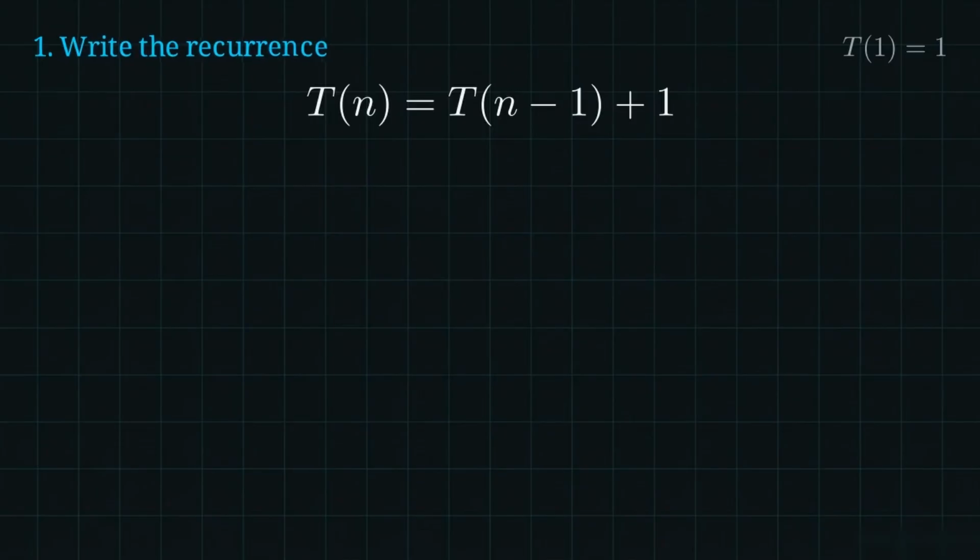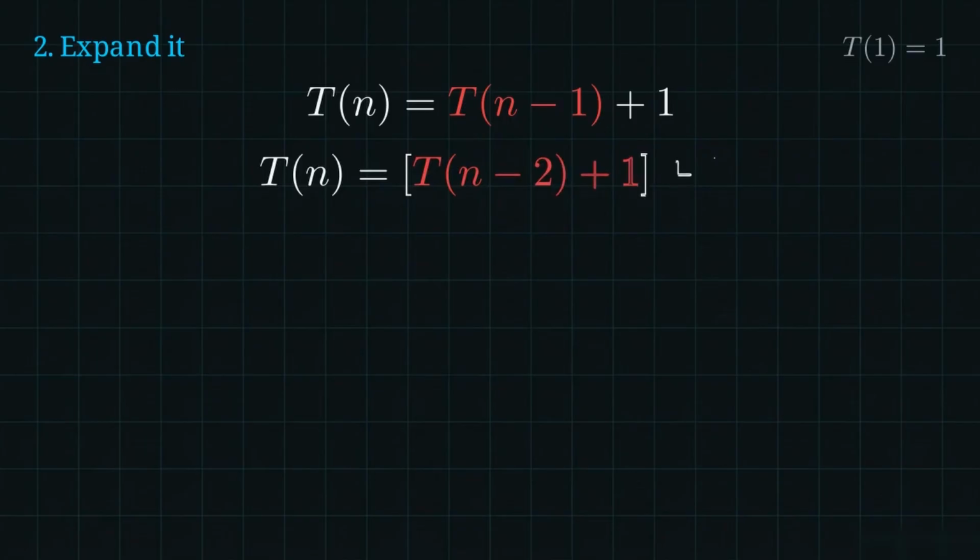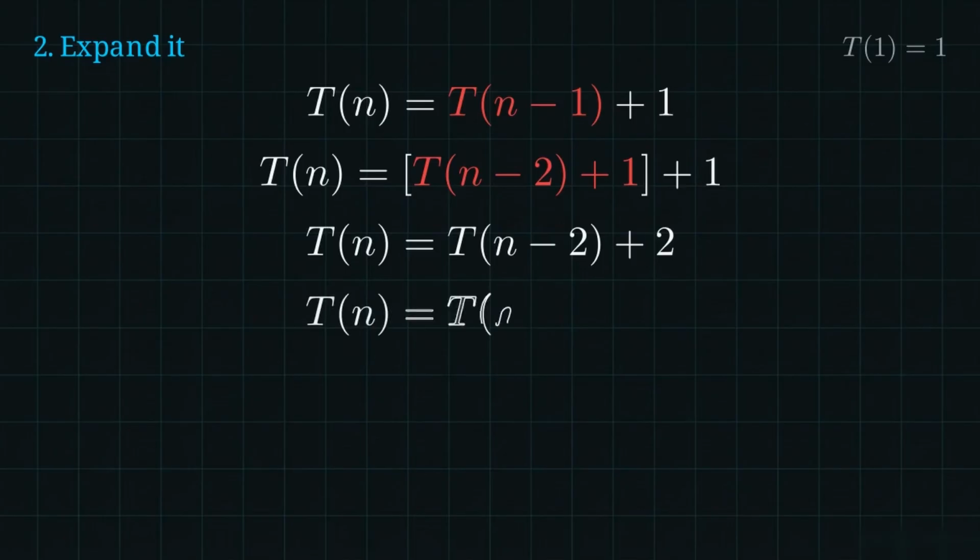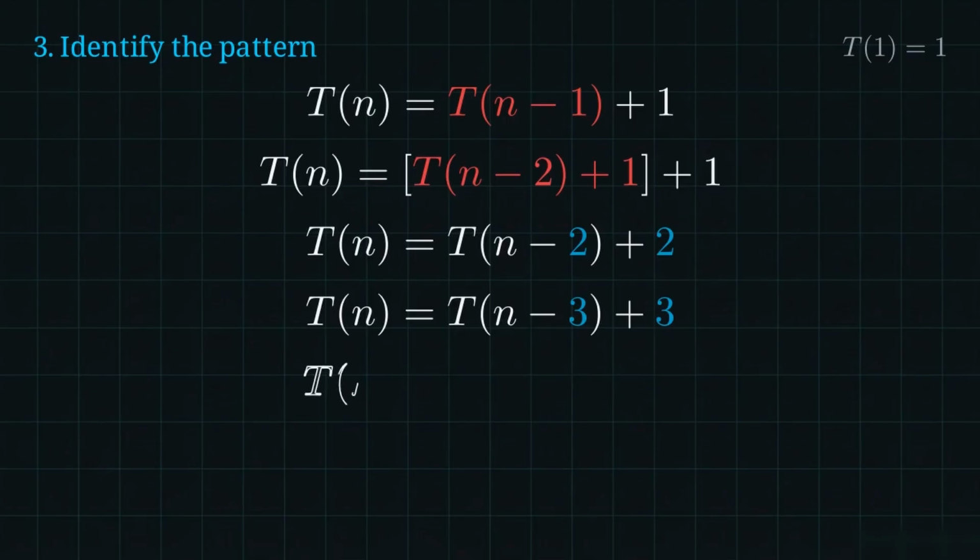Step 1 is expansion. We replace the inner T(n-1) with its own definition, which is T(n-2) + 1. Adding that to our original constant gives us T(n-2) + 2. Another expansion results in T(n-3) + 3. A pattern has emerged. At any step k, the inner variable is reduced by k, and the trailing constant is exactly k. This gives us the generalized form, T(n-k) + k.